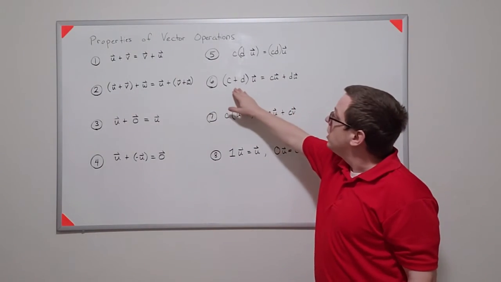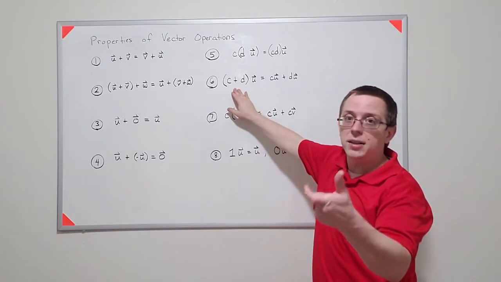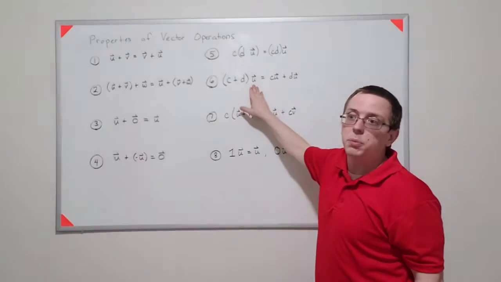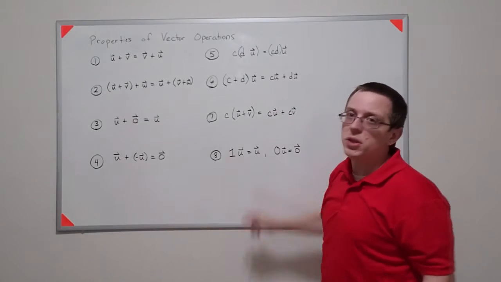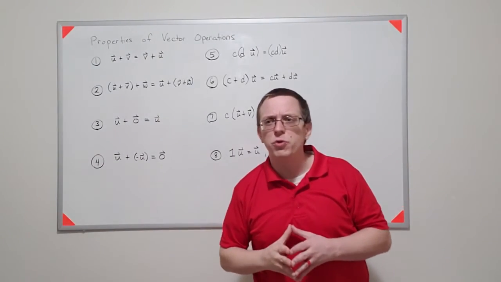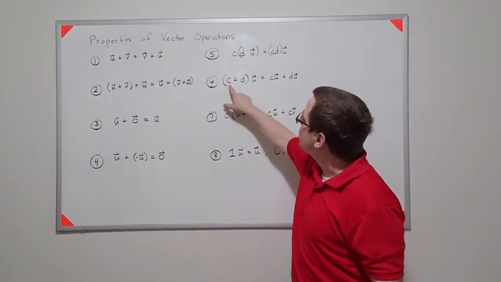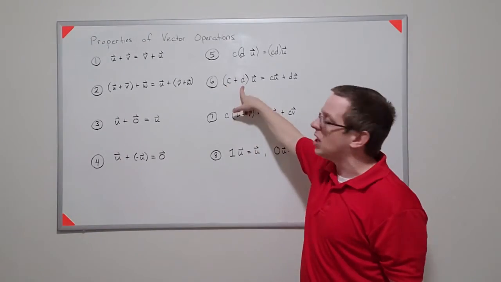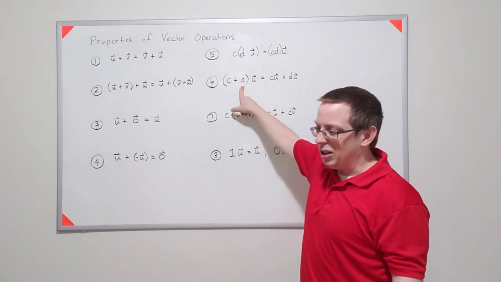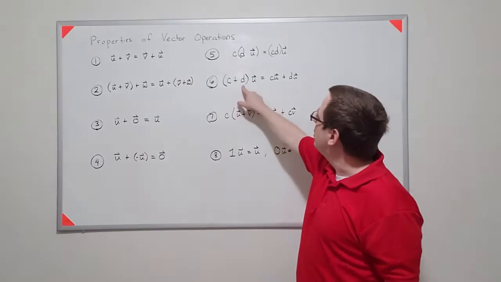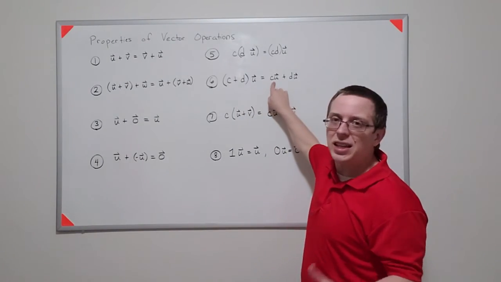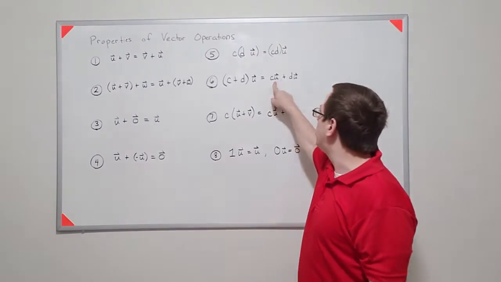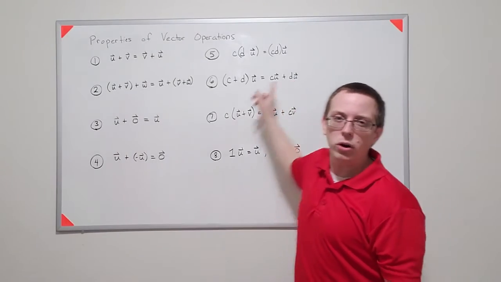Number 6, if you have two scalars added together, multiplied by a vector, you can split up the scalars. That's sometimes useful. Like, think if this was a whole number and this was some sort of radical, then it might make sense to have a nice clean vector for the whole number and then have that nasty radical one over here.